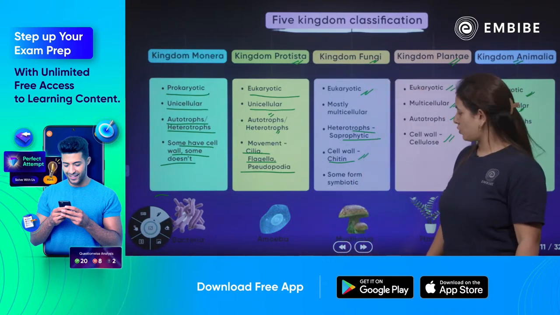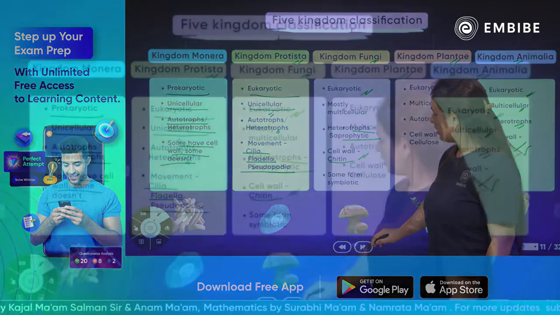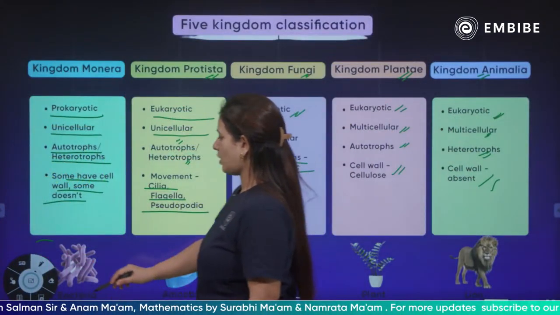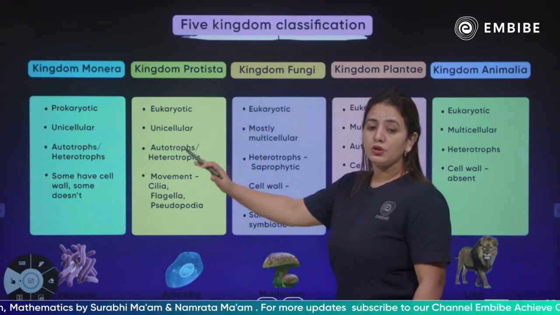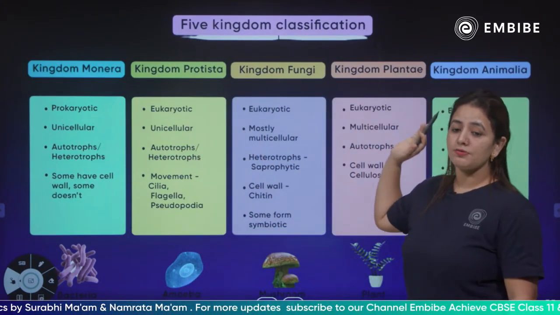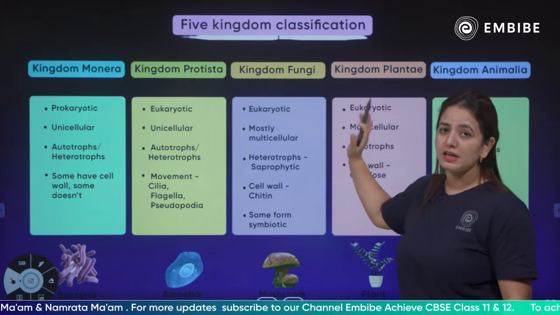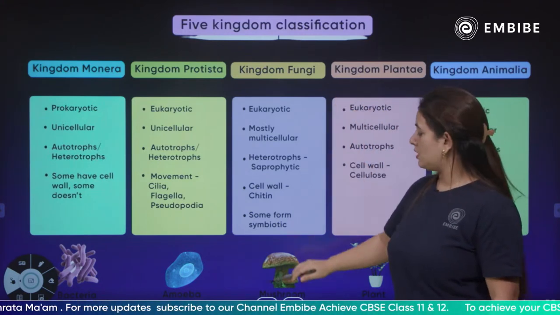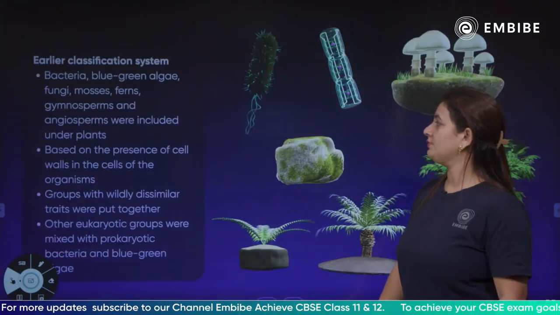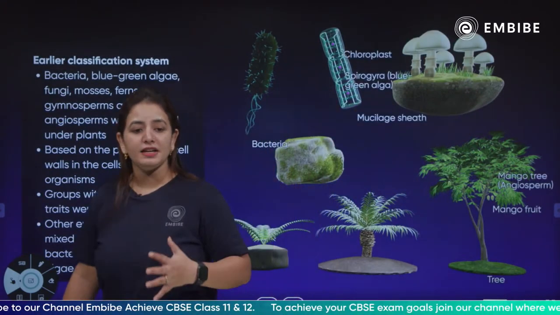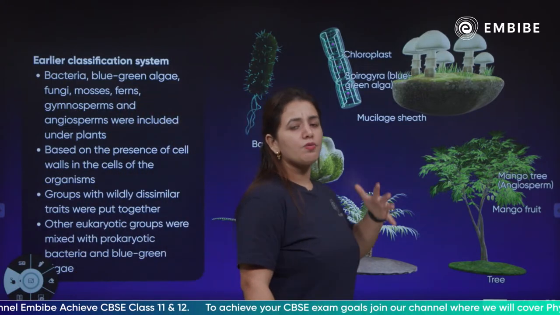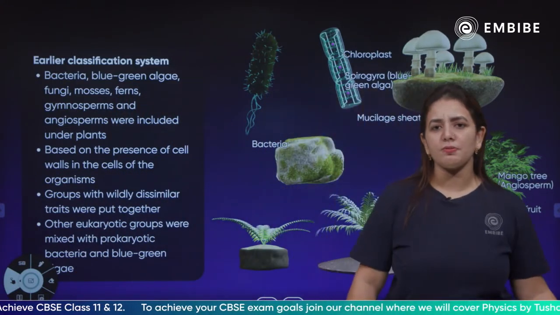Okay, I just hope this is clear. Moving forward, now we have already learned why Whittaker actually created the whole unique five kingdom classification with the unique features individually given to each and every kingdom. Moving forward, let's see what we have next: the earlier classification system before Whittaker came into the limelight. Let's see what the earlier classification system was doing.